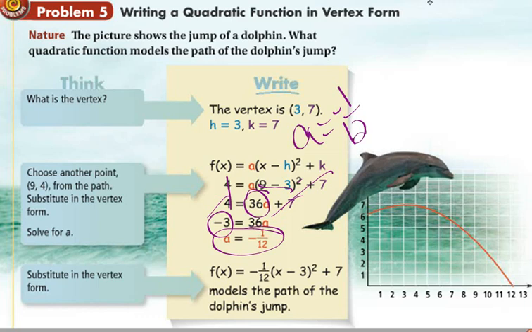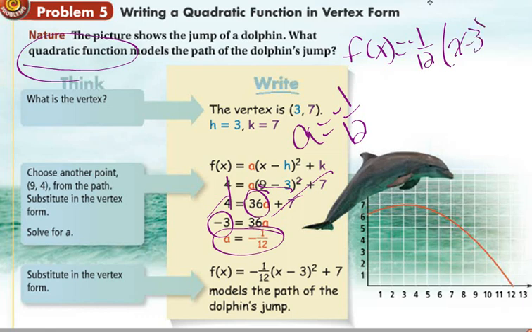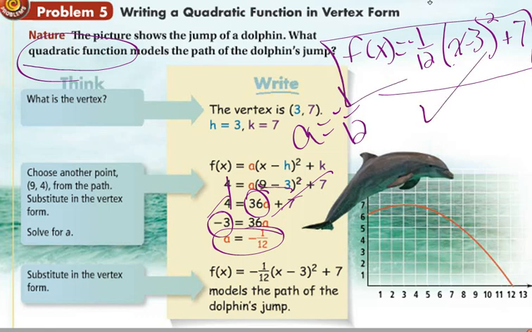Now I can write my equation, because that's what they ask. What quadratic function models the path? Well, there we go. So it's going to be f of x equals negative 1/12 times x minus 3 squared plus 7. And there's my equation. And that's everything for today. Did anyone have any questions on this one? So you've got to get your points, plug it back in, pick another point, plug that in, solve for a, and then write your equation.